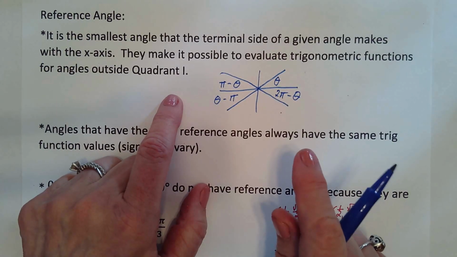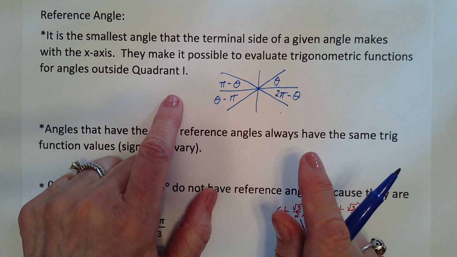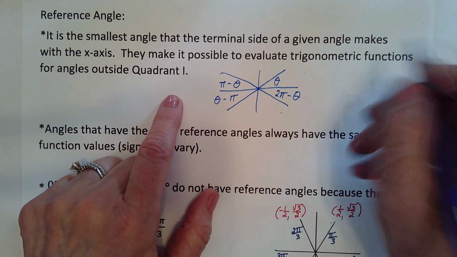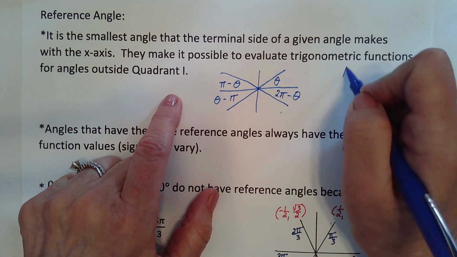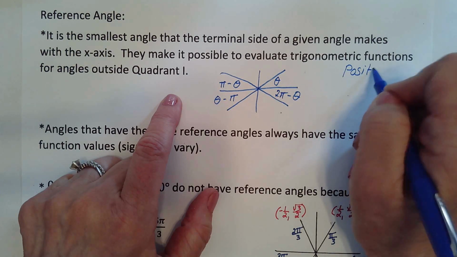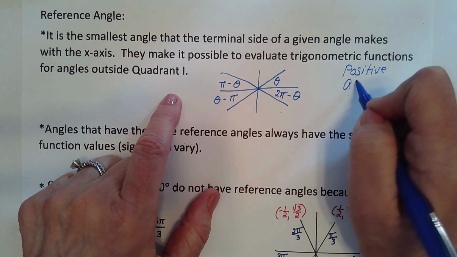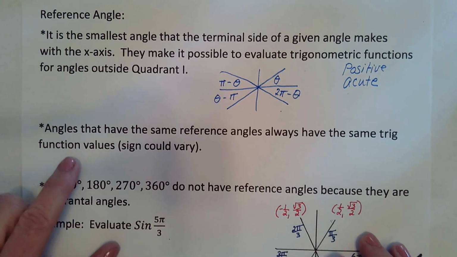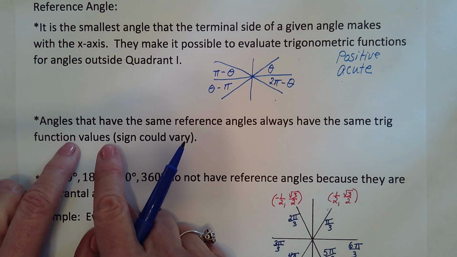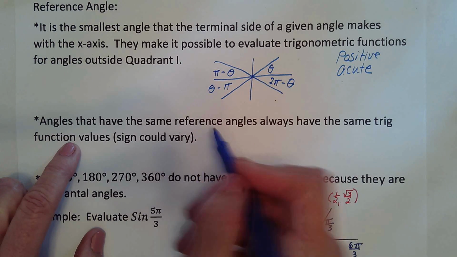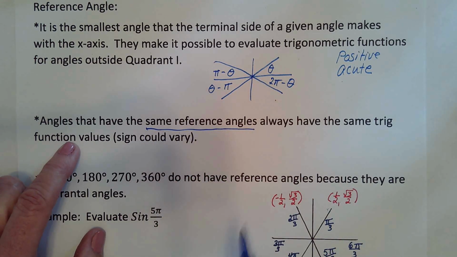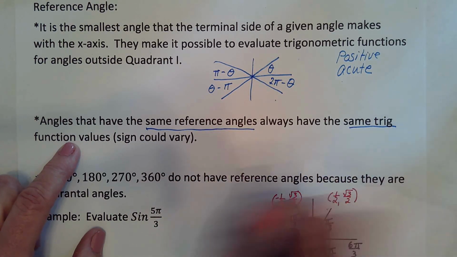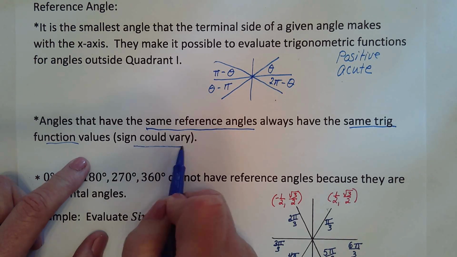Reference angles make it possible to evaluate trigonometric functions outside quadrant 1. Reference angles are always positive, and they're always acute. This is important when we work the next problems. Angles that have the same reference angles always have the same trig values, except that the signs are going to vary.